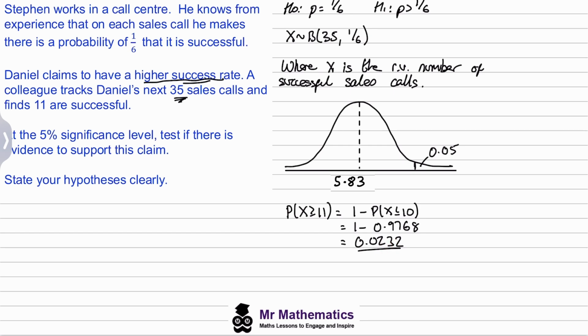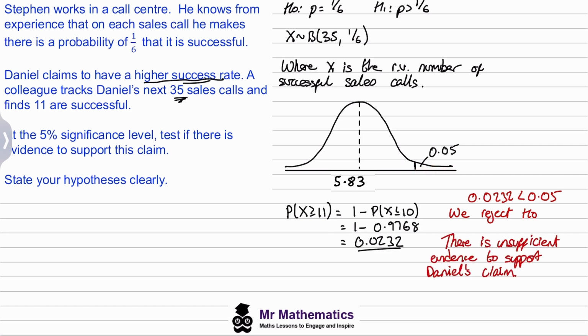And because the 0.0232 is less than the significance level of 5%, we reject H0. Can you see that this 11 would now fall inside of this critical region? So our conclusion would be there is insufficient evidence to support Daniel's claim. Let's try one more question.